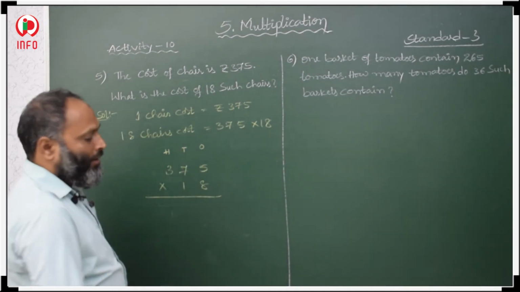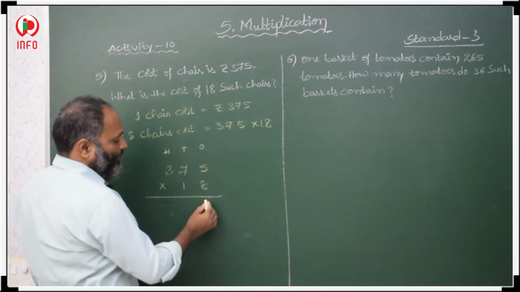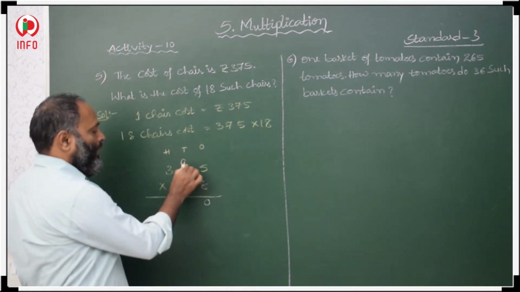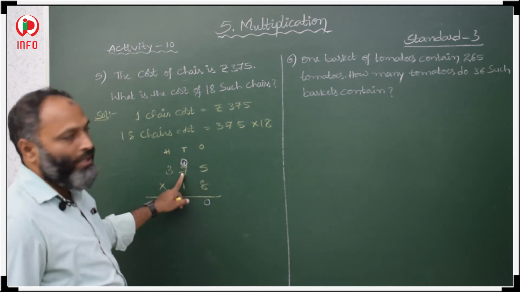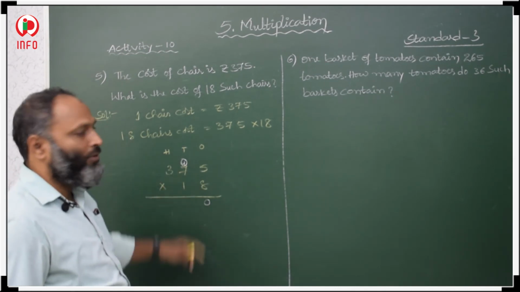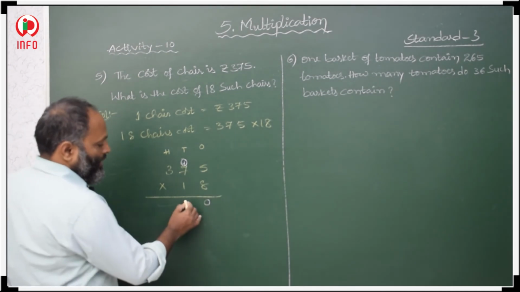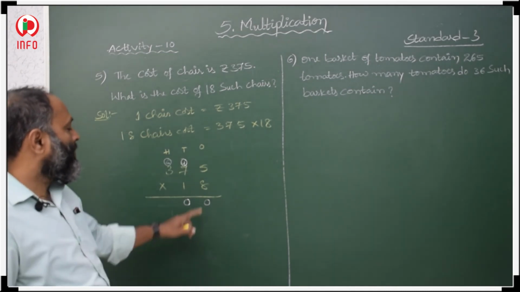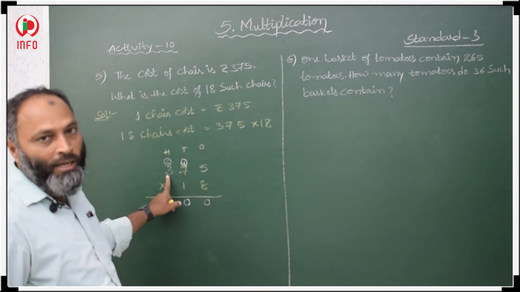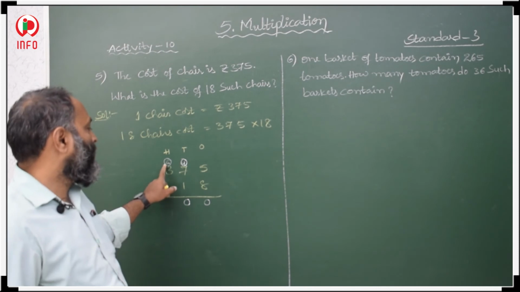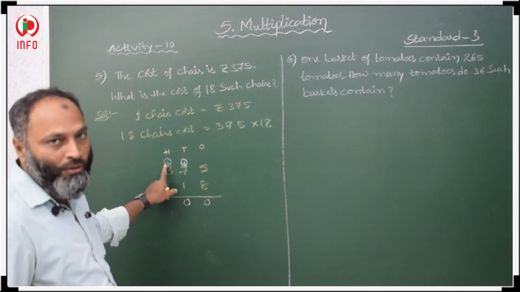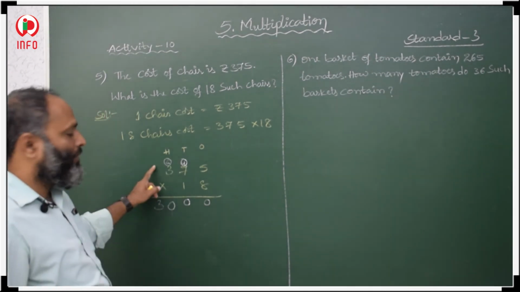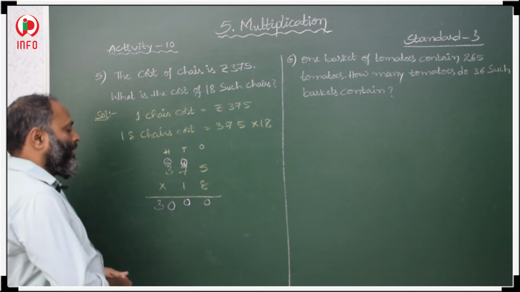Now 8 with 5, 8 5s are 40, 0 in ones place, 4 in tens place. 8 7s are 56, 56 plus 4 is 60, 60 means 0 in tens place and 6 in hundreds place. 8 3s are 24, 24 plus 6 is 30, that 30 complete we have to take. Why? After that there is no number, so you have to take the complete number.